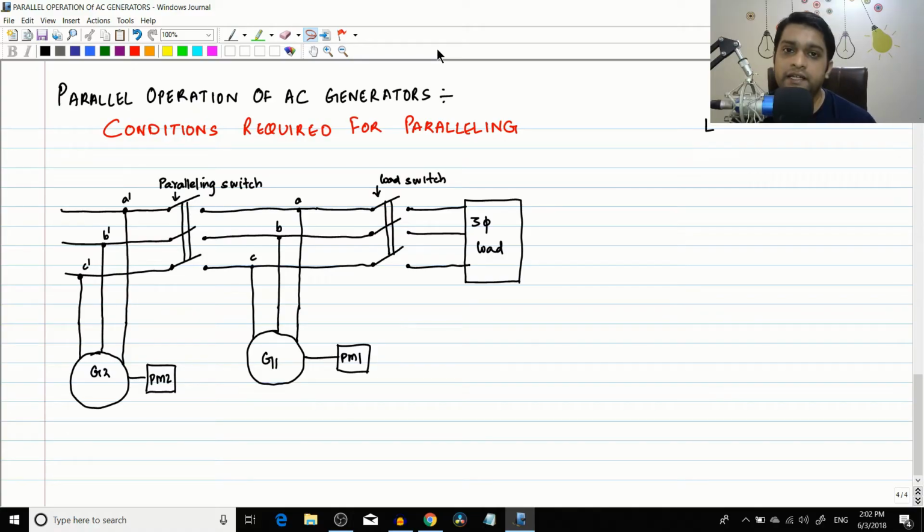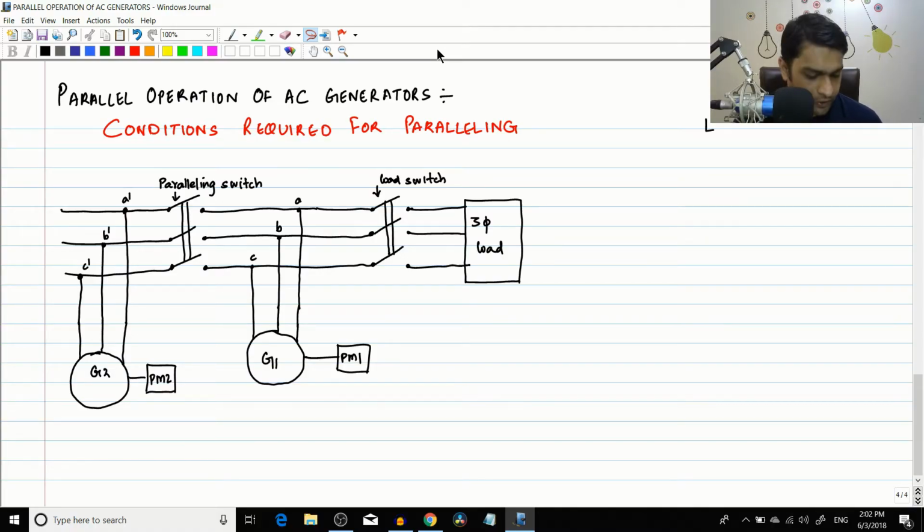Another advantage was that the reliability of the system is quite high. Even if one of the generators fails, there are other generators which can supply the load. The third was that for shutdown or preventive maintenance, you can remove one of the generators and do all the required maintenance while the other generators supply the load. Then you can bring in the generator which has been maintained, and take out the other generator. So that is also possible.